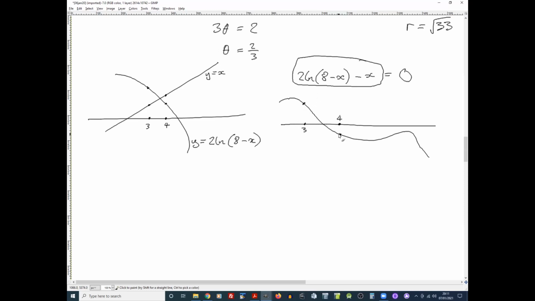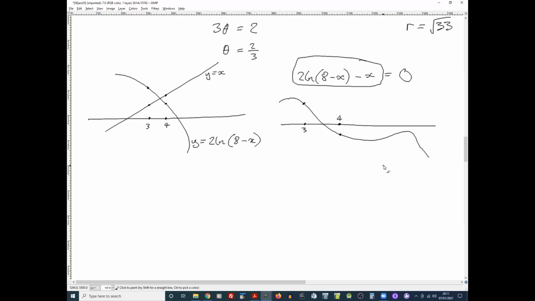I don't know if I've drawn this the right way round. It would be positive at 3 because that one minus that one would be positive, whereas that one minus that one would be negative. So it would look like this, whatever the shape of the curve is, which is kind of weird, but yeah. Right, so the subtraction.